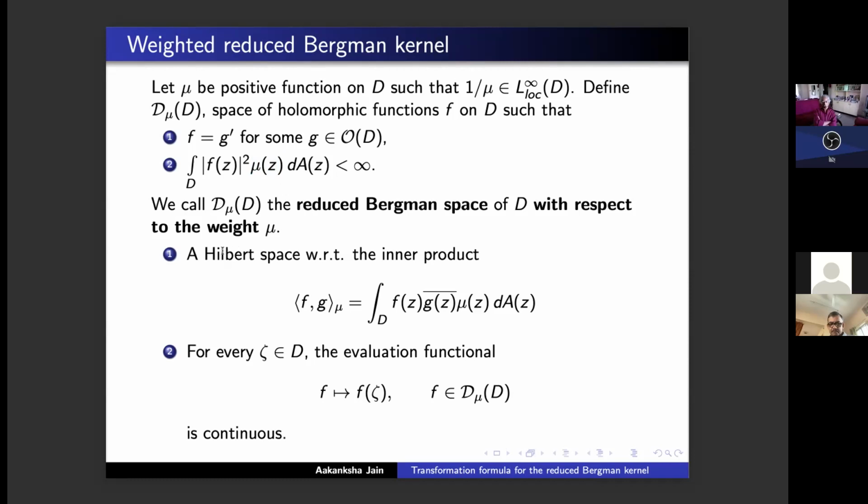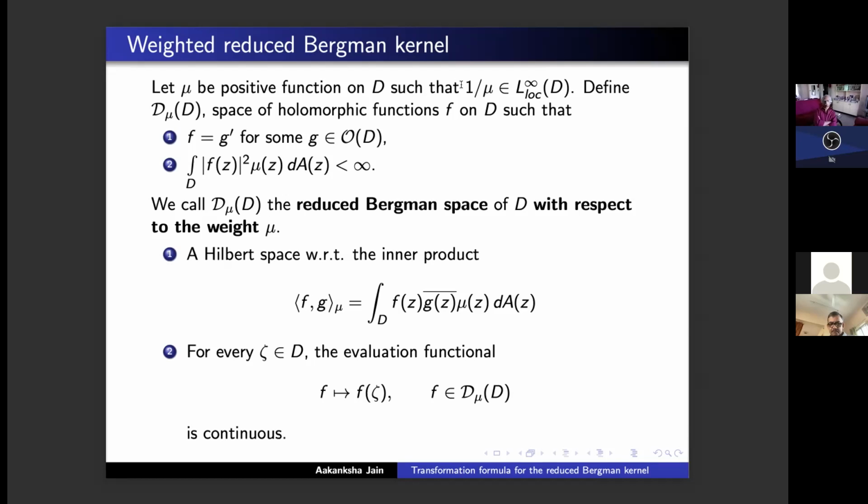Again, it can be shown that it is a Hilbert space with respect to the inner product <f, g> given by the integral over D of f g conjugate mu(z) dA(z), where this is Lebesgue area measure. Also, for every zeta in D, the evaluation functional f going to f(zeta) is continuous. Before going forward, I'll mention here that for any weight we can of course define the reduced Bergman space with respect to that weight.